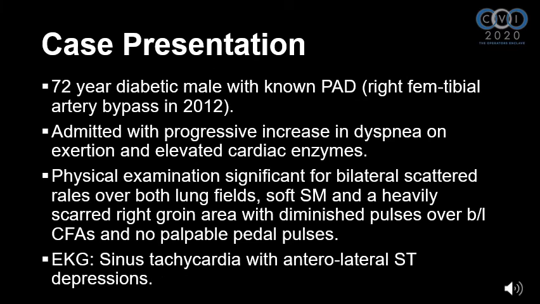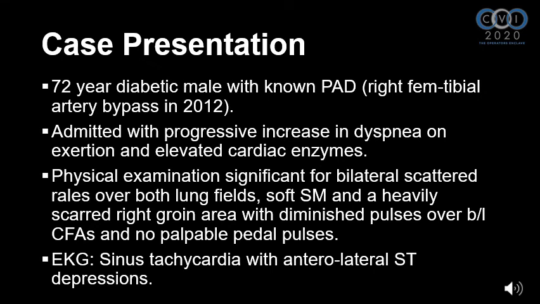This is a story of a 72-year-old diabetic veteran who was admitted with a progressive increase in shortness of breath and elevated cardiac enzymes, all consistent with a non-ST segment elevation myocardial infarction. His past medical history was significant for diabetes mellitus and a history of peripheral artery disease. He had undergone a right-sided femoral tibial artery bypass in 2012.